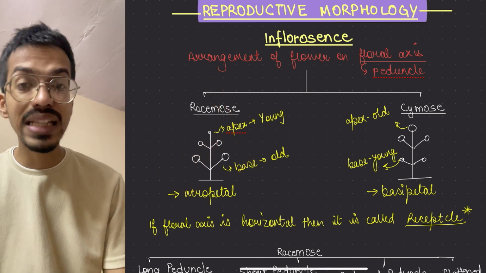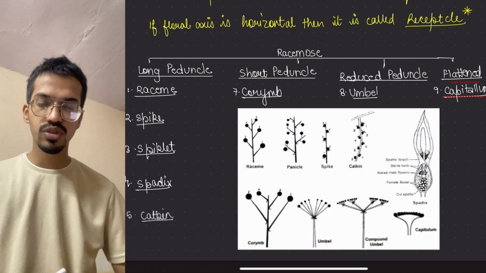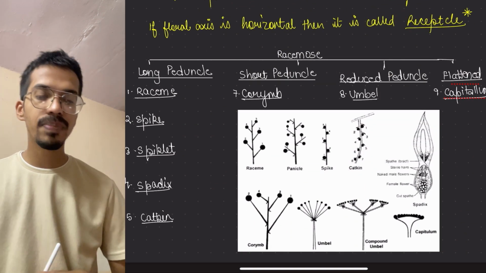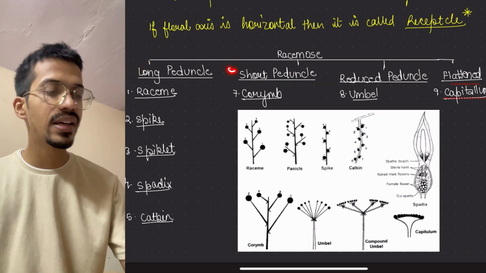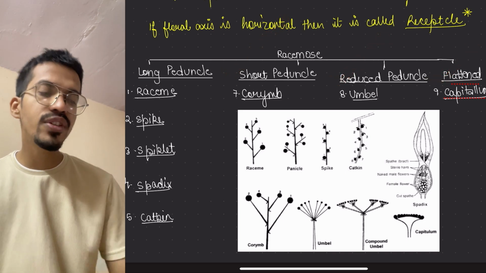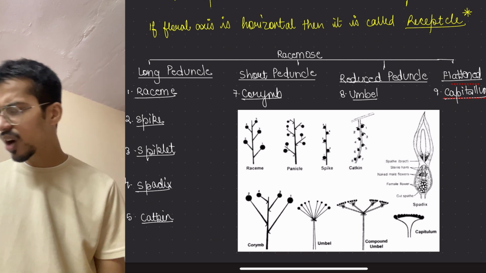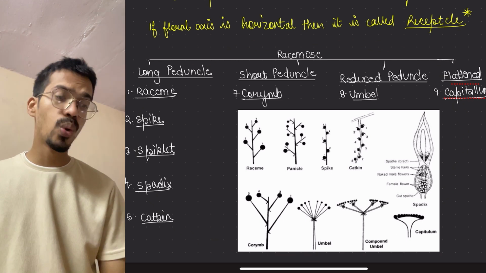Okay, now this racemose thing has further types. So these are the types of it. There might be a long peduncle, a short peduncle, a reduced peduncle, and a flattened one. Of course, earlier we used to remember the examples of these also, but right now if you don't remember, that's totally fine.